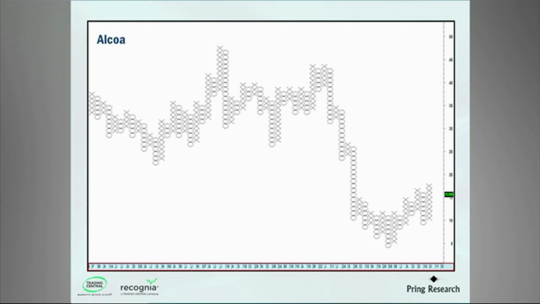The point and figure chart consists of a series of O's and X's known as boxes. The O's reflect declining prices and the X's rising ones. Each box is set for a certain price movement. For example, it's normal in stock market charting to set each box for $1 for stocks trading above $20.